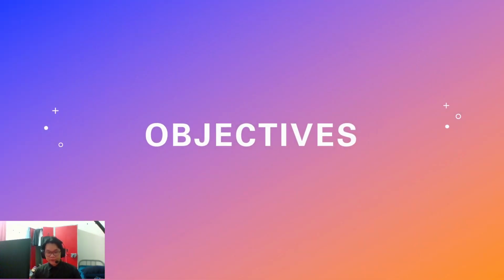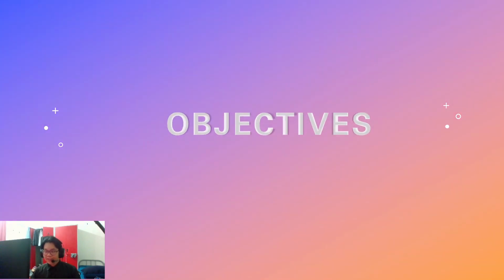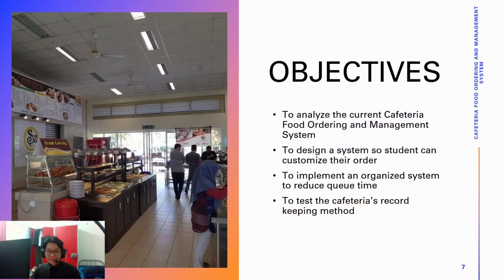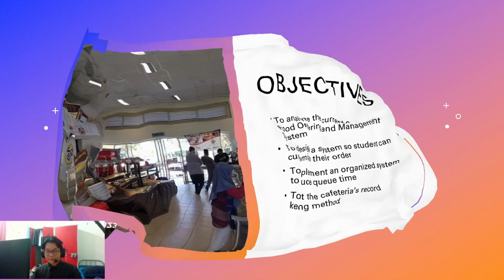So the objective of my workshop, or my project, is to analyze the current cafeteria food ordering and management system, and then to design a system so students can customize their order. Other than that, it is also intended to implement an organized system to reduce queue time, and finally to test the cafeteria's record keeping method.